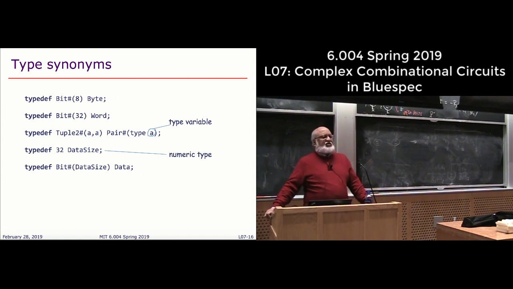Typedef for a word is 32 bits. And the moment we do that, now I don't have to keep writing bit 8 or bit 32. I can start using, oh, this is a function on bytes, this is a function on bytes and words, etc. So it's very syntactically pleasing. It's more intuitively obvious what's going on in this case.